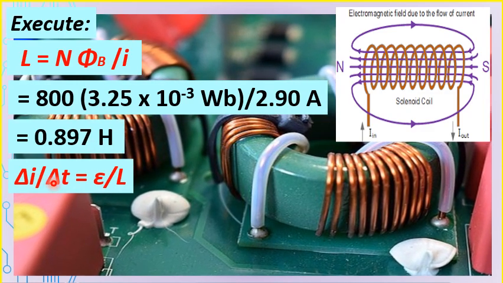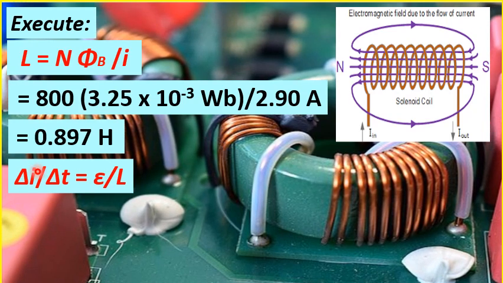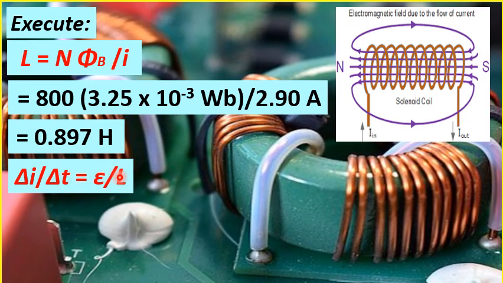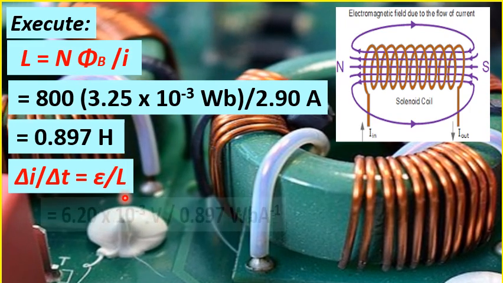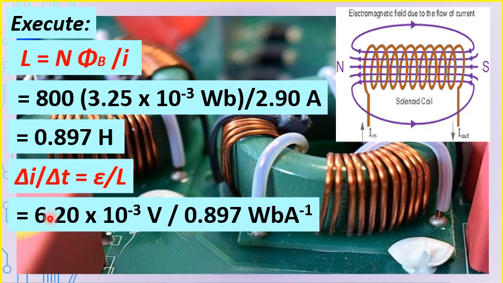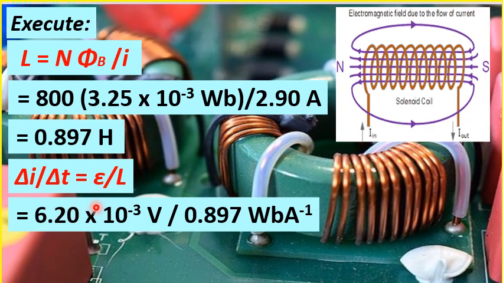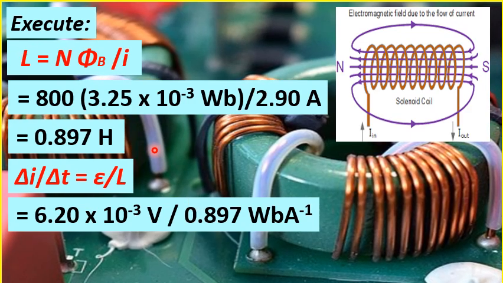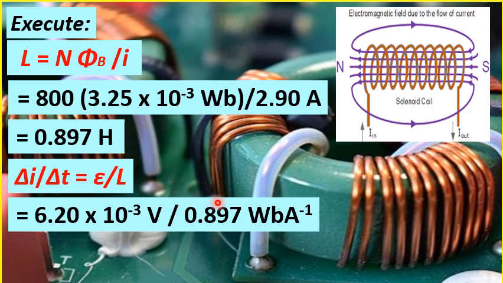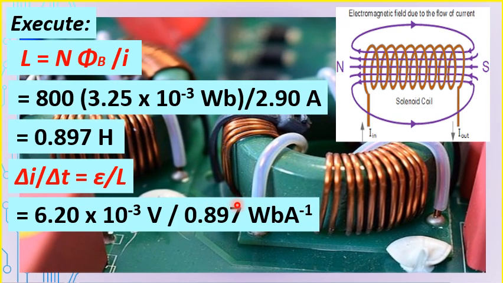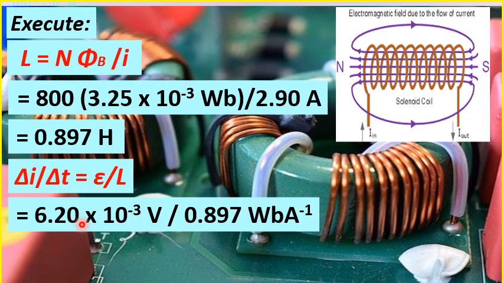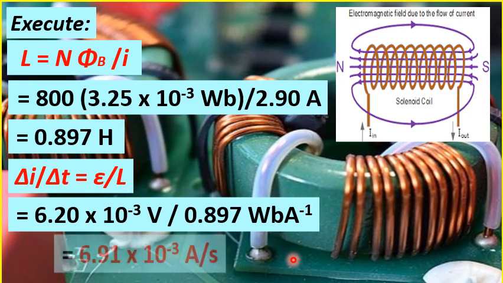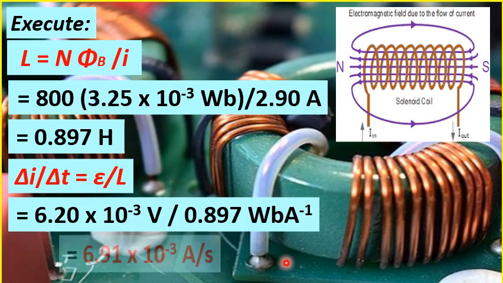So, using the formula for the rate of change in the current, delta I over delta T, which is just equal to the self-induced EMF divided by the self-inductance, capital L, and substituting the given EMF, 6.20 millivolts, or in volts, that's 6.20 times 10 to the negative 3 volts, and divided by the self-inductance, 0.897. Instead of Henry, we change it to Weber per ampere. And simplifying, we will get the rate of change in the current being equal to 6.91 times 10 to the negative 3 amperes per second.